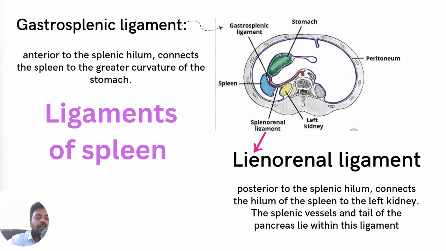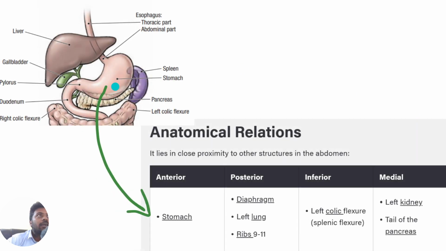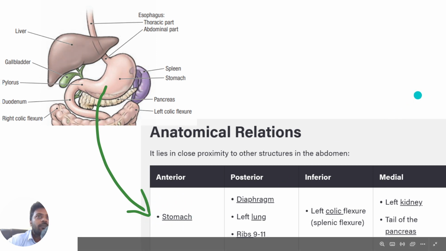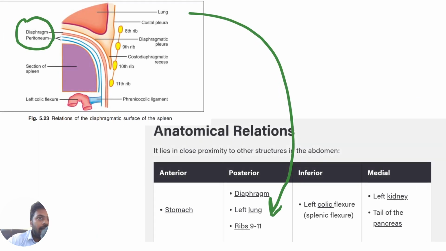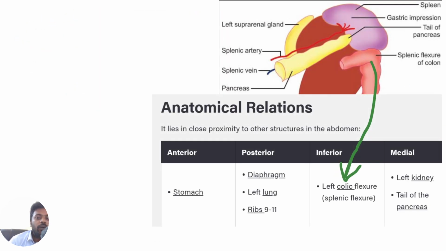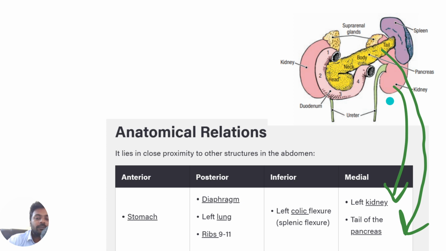And coming to the anatomical relations, it lies in close proximity to other structures in the abdomen. Anteriorly, we can see in the image, the spleen has the stomach; posteriorly the diaphragm, left lung and ribs 9 to 11; inferiorly the left colic flexure; and medially it is connected to the left kidney and tail of the pancreas.